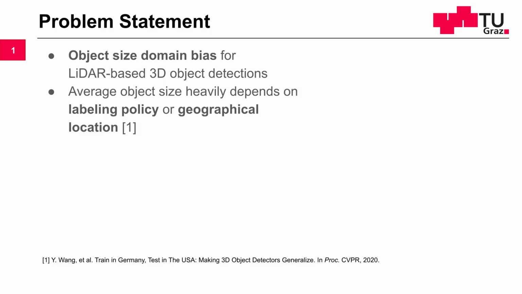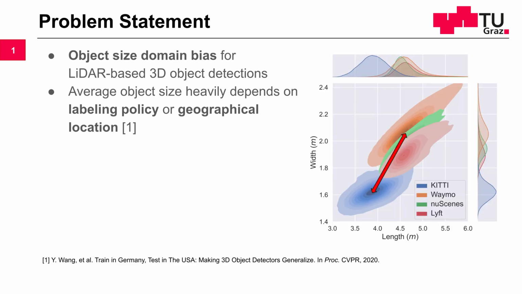We observed that the average object size heavily depends on labeling policy or geographical location. For instance, the Waymo dataset is captured in the USA, where an average car is a pickup truck. On the other hand, KITTI is a European dataset where a small sedan is the most common car. The difference between the object sizes of the two datasets is obvious in this plot on the right.